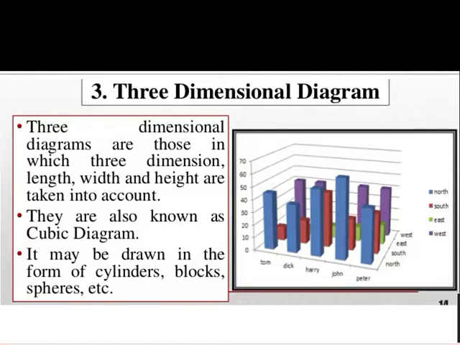And when do we use them? They are used when the range of difference between the smallest and the largest values is very large. If there is a huge difference between the smallest and the largest value, then we have to go for a three-dimensional bar diagram. And among three-dimensional bar diagrams, cubes are most popular and also the simplest to draw.